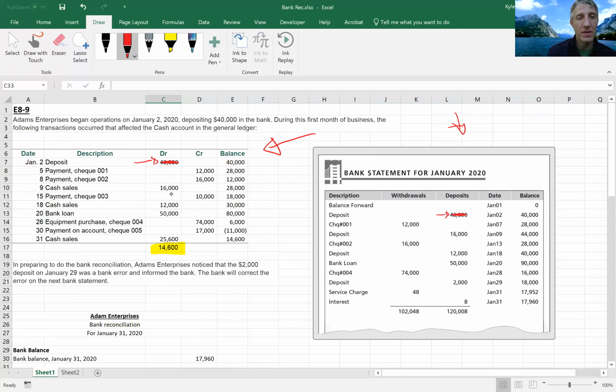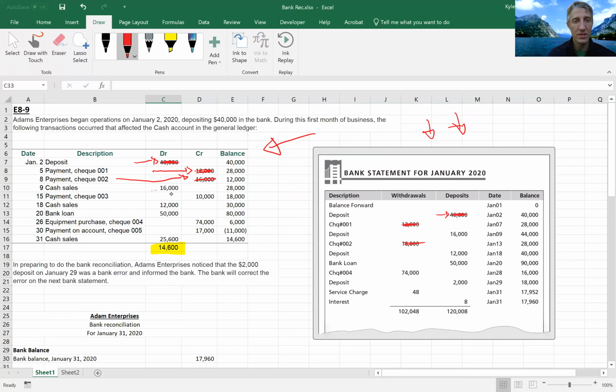So then on January 5th, there was a credit to cash of 12,000. So I know credit to cash is the lower cash. So I'm going to now look on the bank statement for withdrawals in the amount of 12,000. I can see check 1 was a withdrawal, 12,000. So since it's included in both, it can't be a reconciling item. Same thing on January 8th, check 002, credit to cash for 16,000. I'm going to look now on the bank statement. I see check 2, 16,000. Since it occurs on both, it's not a reconciling item.